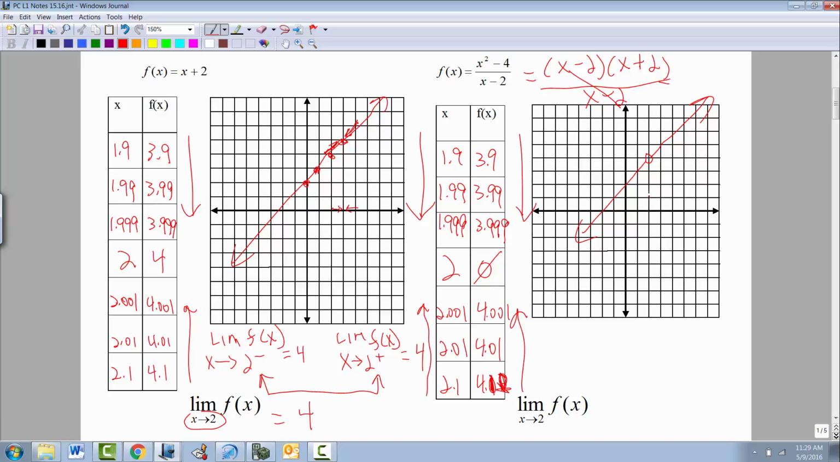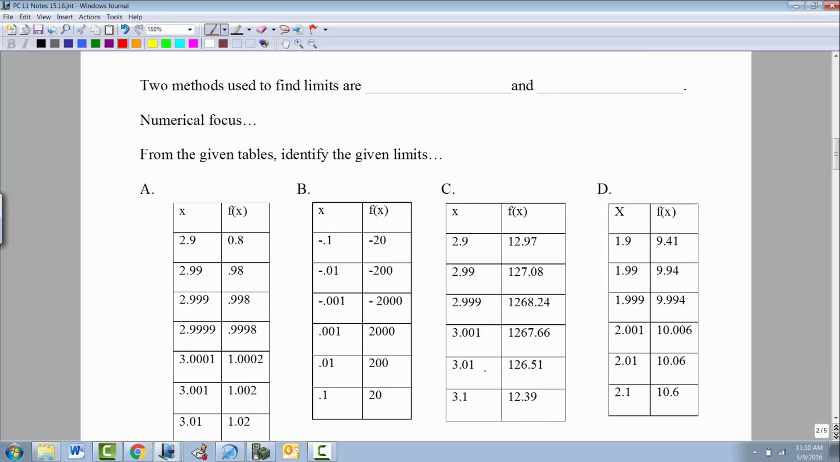As you approach, did I miss that by 1? How come no one said anything? No, I didn't. Okay, 2. I just got that in my head wrong. This is off by 1. As I approach 2 from the left, I approach 4. As I approach 2 from the right, I approach 4, even though it's not defined at 2. So the answer to this limit is still 4. I know, overdone. Okay, 10 minutes? Oh, sorry about that.